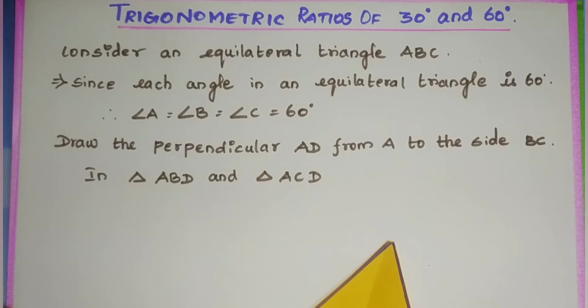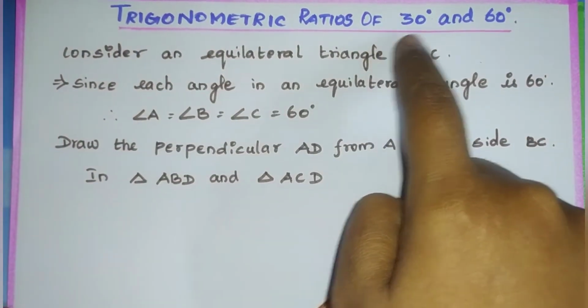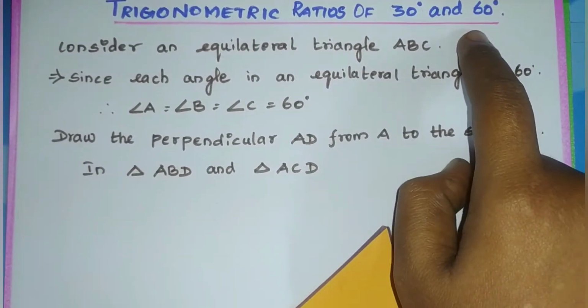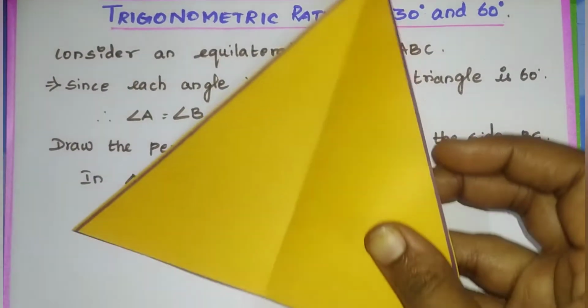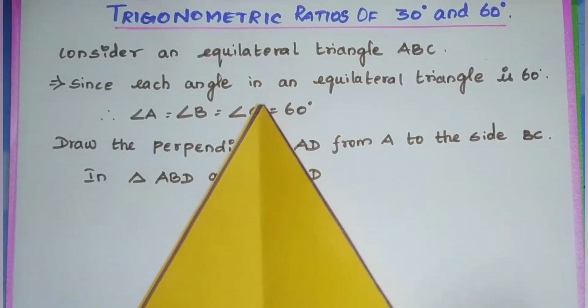Namaste students. In this video, we are going to calculate the trigonometric ratios of 30 degree and 60 degree. To calculate 30 degree and 60 degree, I am going to consider an equilateral triangle. See here, this is an equilateral triangle.